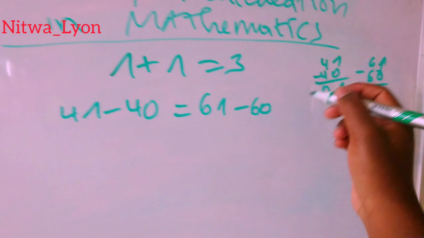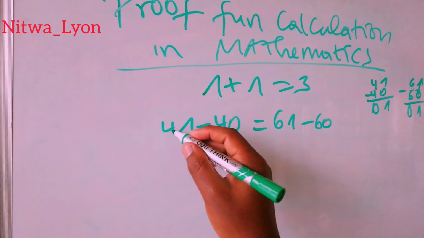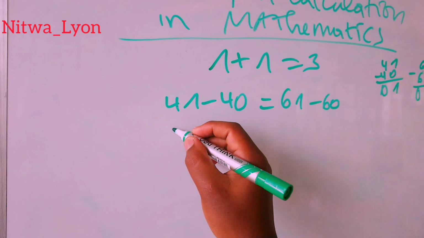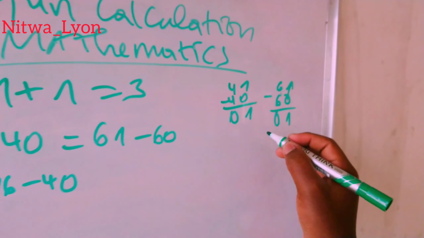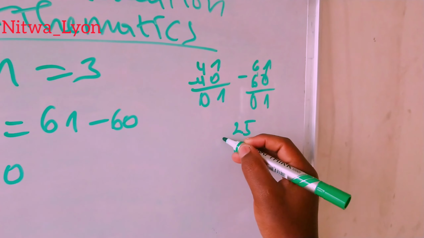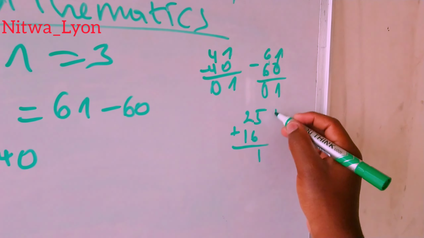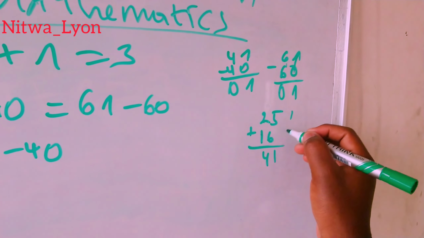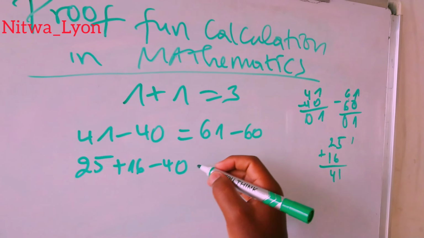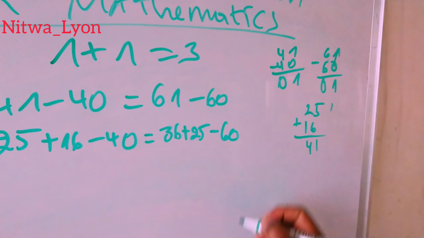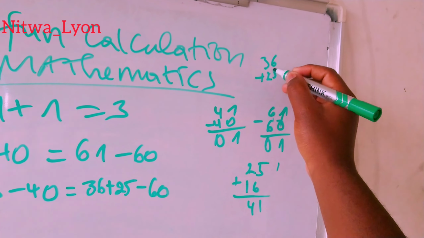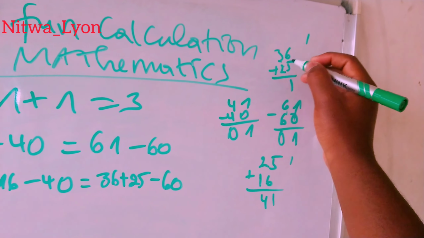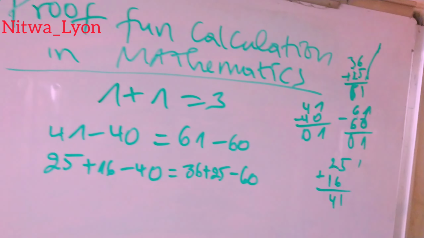And then to get 41, we take 25 plus 16 minus 40. You see, 25 plus 16 equals 41, then equal to 36 plus 25 minus 60. You see, if you take 36 plus 25, it gives 61, with this one.